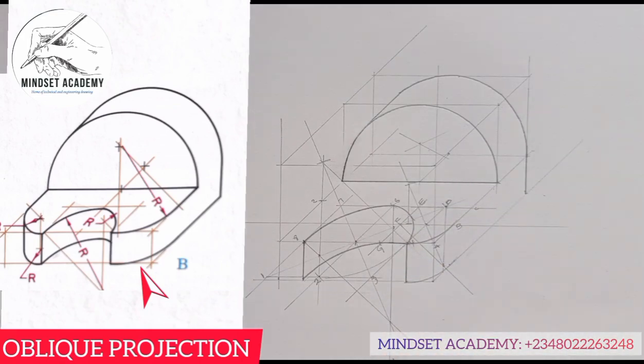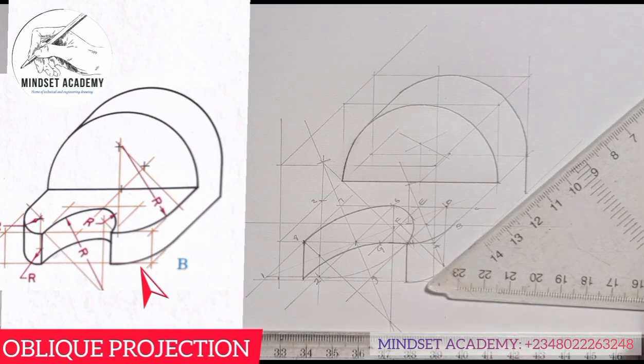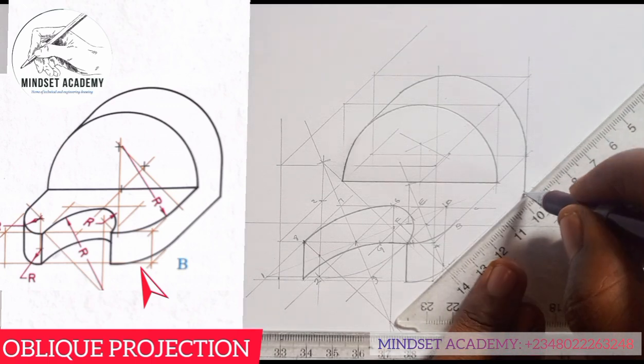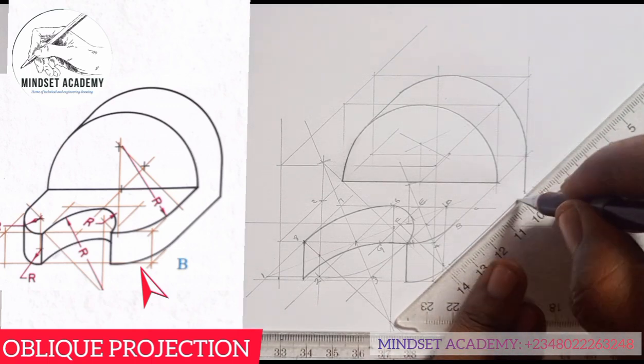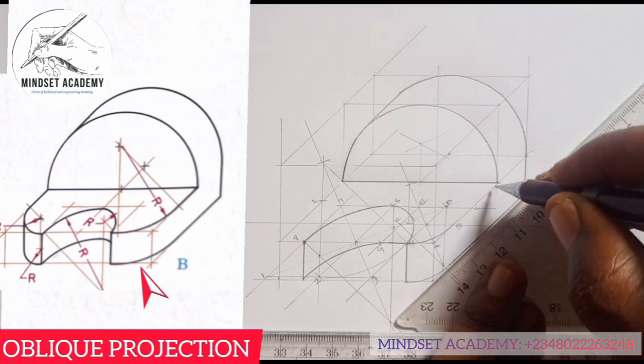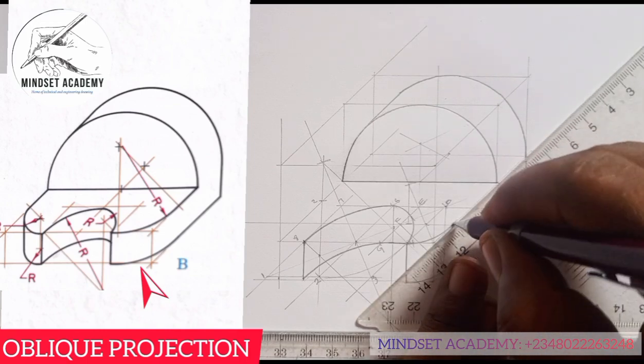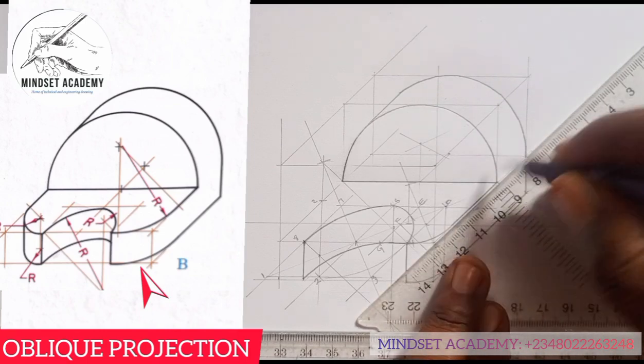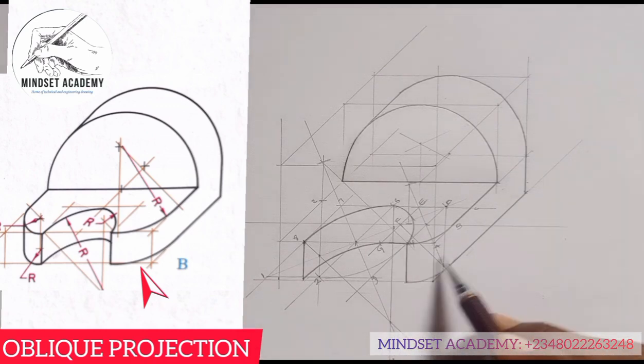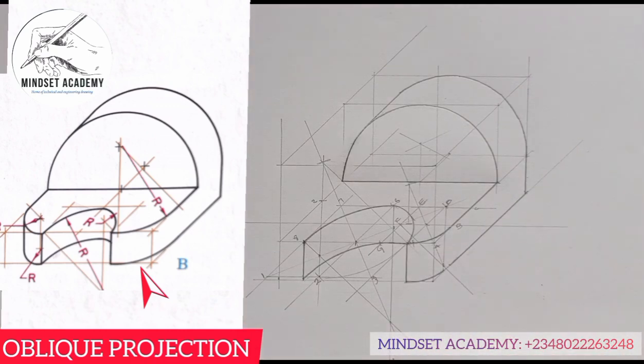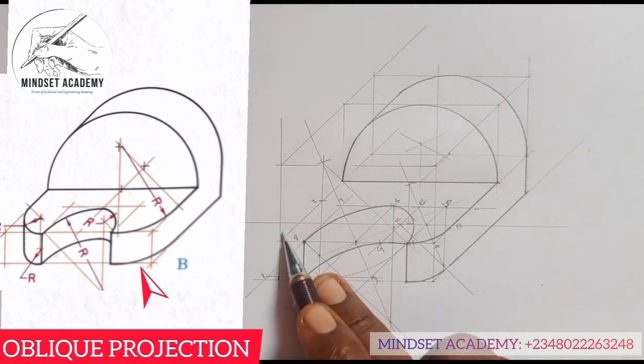So I'm going to thicken it out this way. And here also this way. And I'm going to thicken this side too in this manner. Hope you can see that. Now the next one we are going to be drawing here is the one here, this arc here.